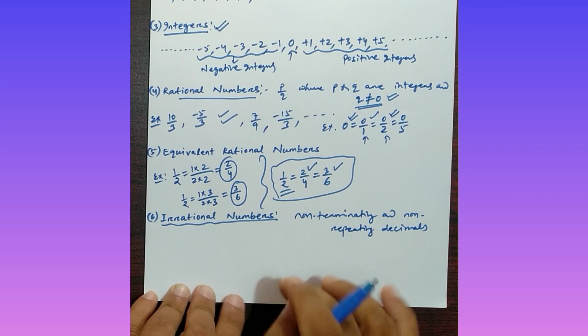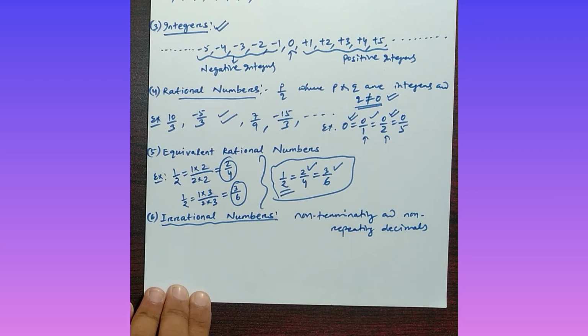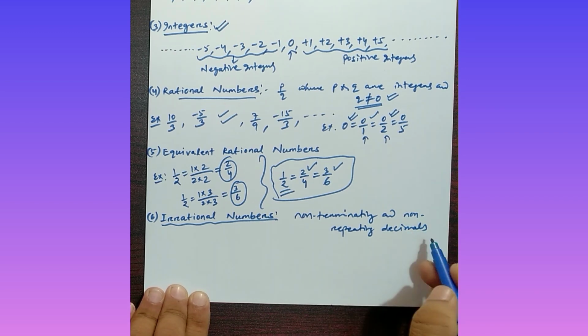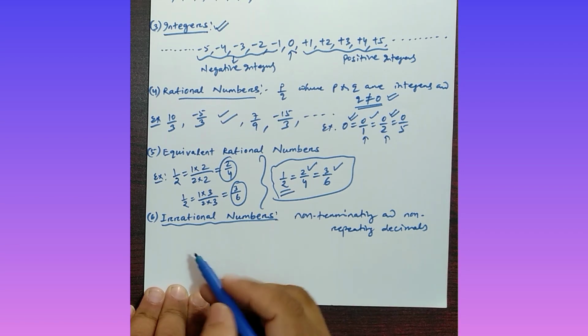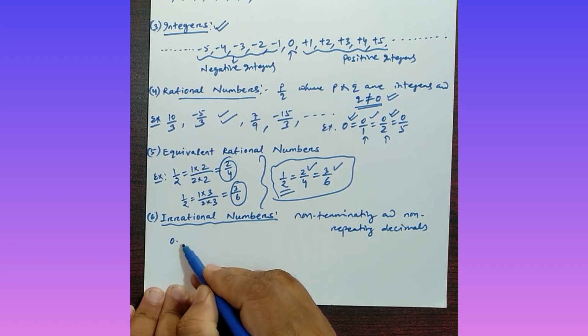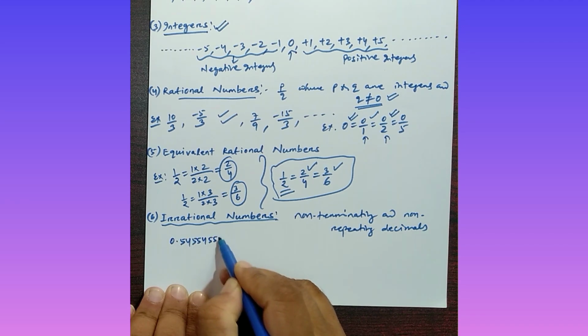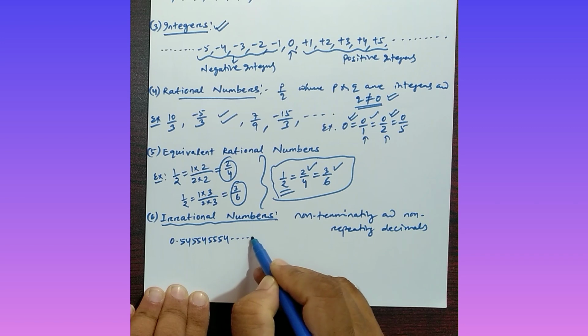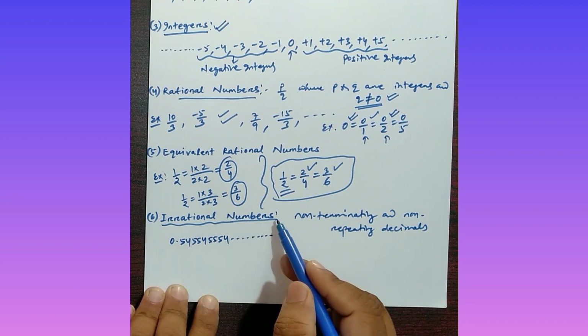What is the meaning of that? Non-terminating मतलब terminate नहीं हो रहा है, मतलब बंद नहीं हो रहा है, मतलब stop नहीं हो रहा है, मतलब dot dot dot है. And non-repeating decimals, non-repeating मतलब repeated नहीं है. जैसे कि for example, let's suppose I am writing 0.545545554 so on, dot dot dot. So what is the meaning of this? This example is called irrational numbers.